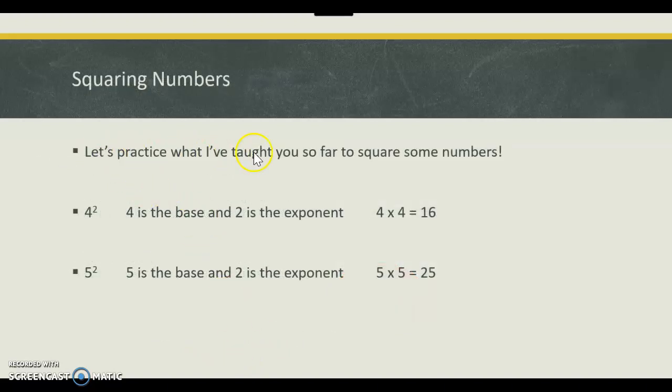So let's practice what I taught you so far to square some numbers. We have a base of 4 and an exponent of 2. That means you're going to have 4 times 4, because you're going to write 4 2 times. So 4 times 4 is 16. And then 5 with an exponent of 2 would be 5 2 times. So 5 times 5 is 25.